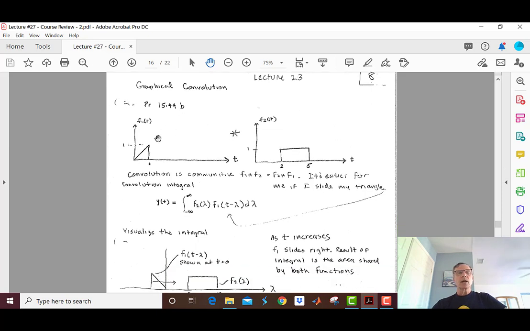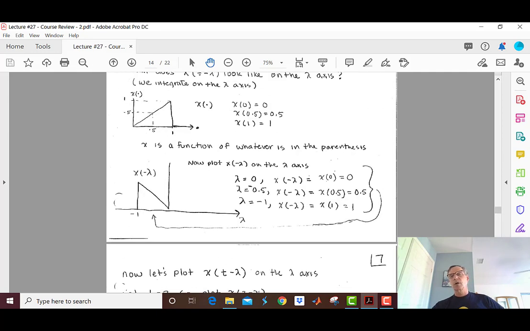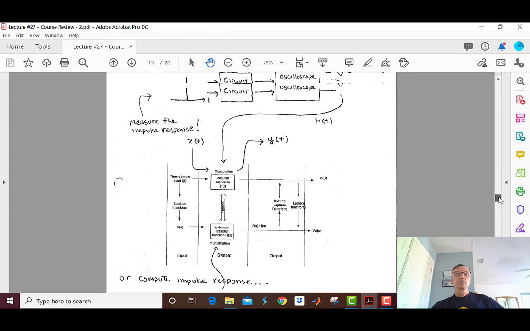So I have these two functions, f1 and f2. And what I want to do first is I want to ascribe some practicality into this problem, because I want to make it intuitive. I'm going to say that F2 is the impulse response of my filter. Let's go back and make sure we're cool knowing what that means.